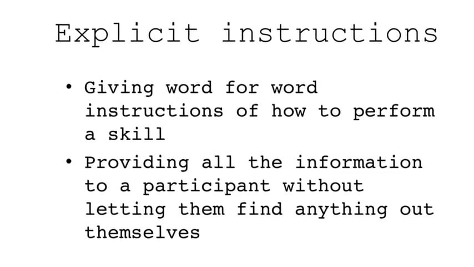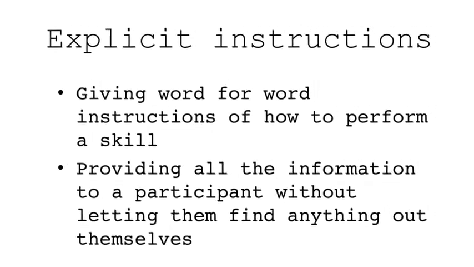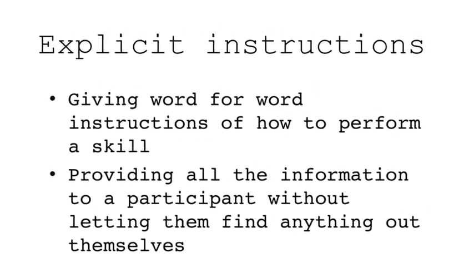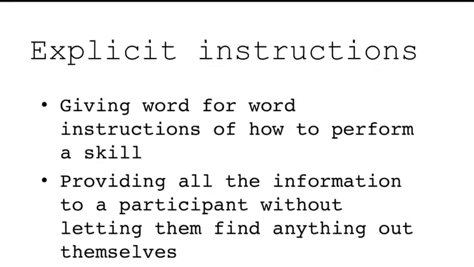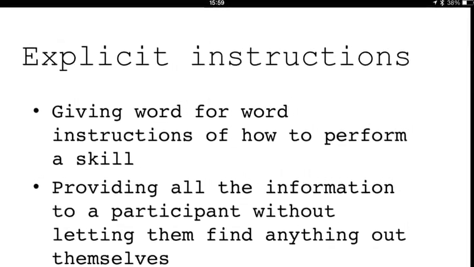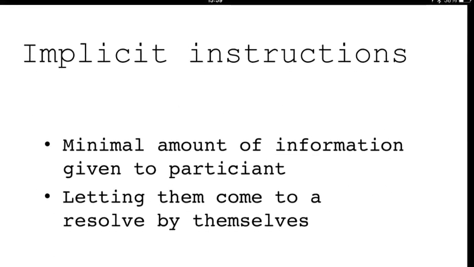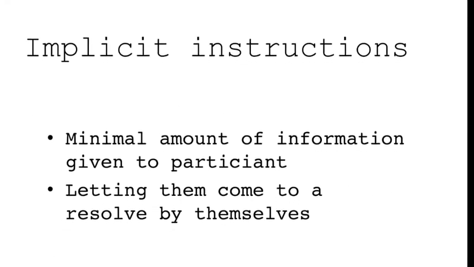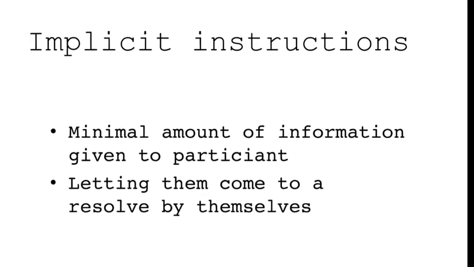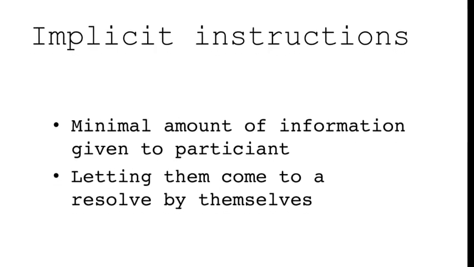Explicit instructions. These are giving word-for-word instructions of how to perform a skill and providing all the information to a participant without letting them find out anything for themselves. Implicit instructions are the minimal amount of information given to the participant and letting them come up with a resolve by themselves.